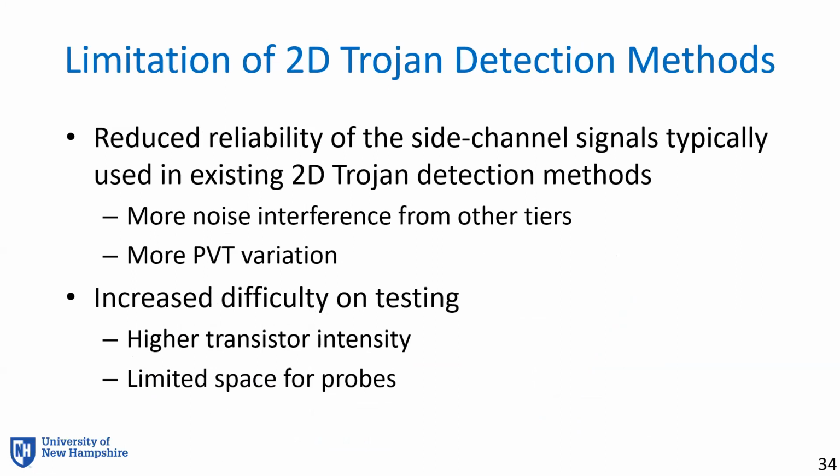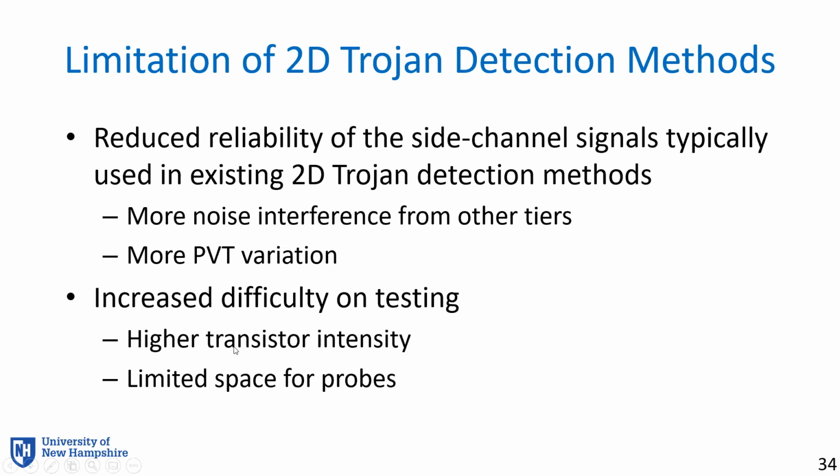This is because for the 2D detection methods, we have to consider that 3D ICs have larger variations. So we need to add more margin to tolerate the noise from other tiers. Otherwise, the Trojan detection method may have a very high false positive rate. If we try to balance the false positive rate against the variations, then we'll see the 2D Trojan detection has some limitations in 3D scenarios.